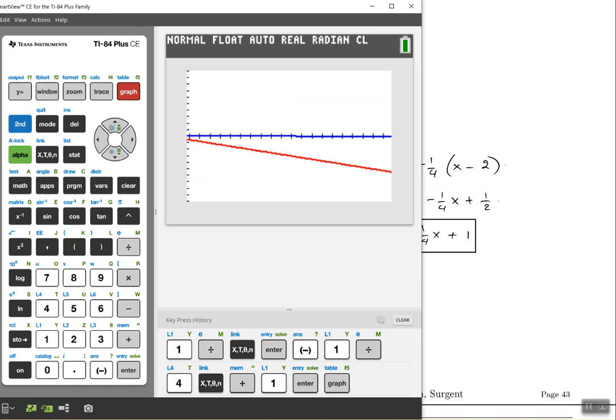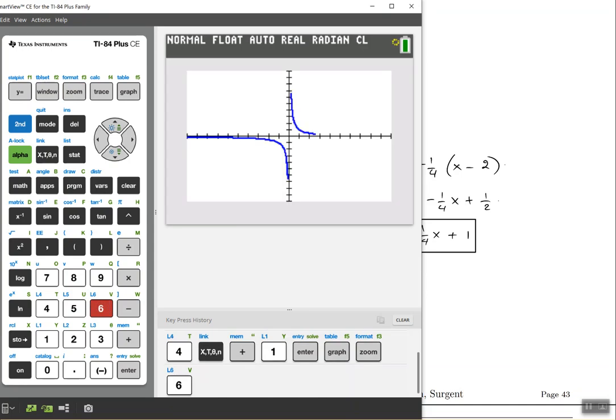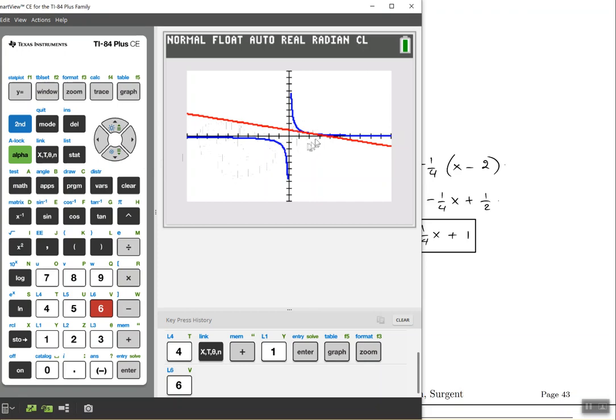Let me fix the window so it looks better. I'm going to click on zoom, then click on 6. That will reset the window to the original settings that it came with. And there's the graph. Now, as you can see, there's a lot of junk that I don't care about on this side over here. I care about what's going on around 2. So let me show you a couple of tricks that you can zoom in on this area.